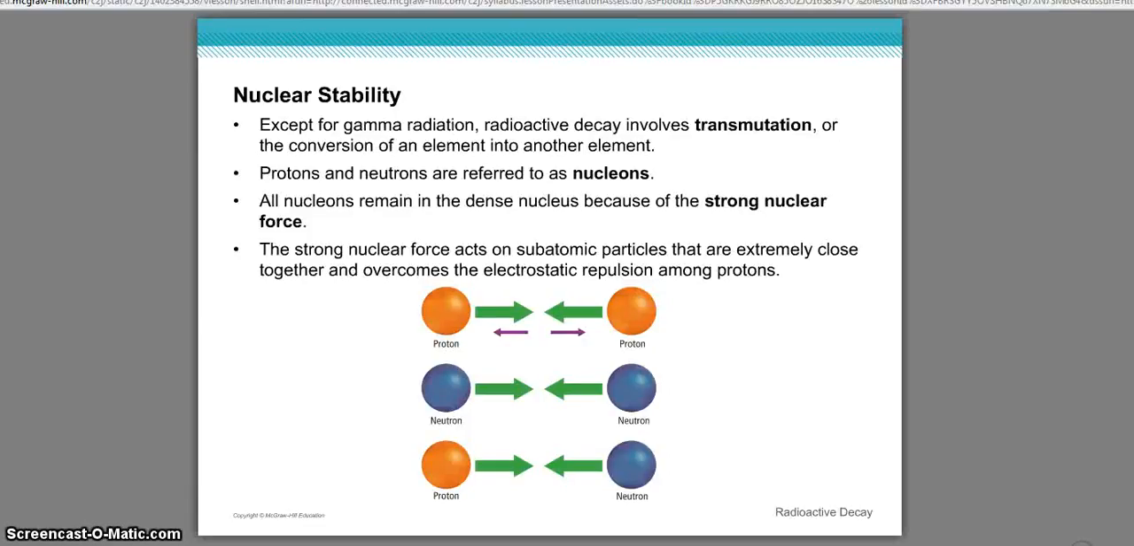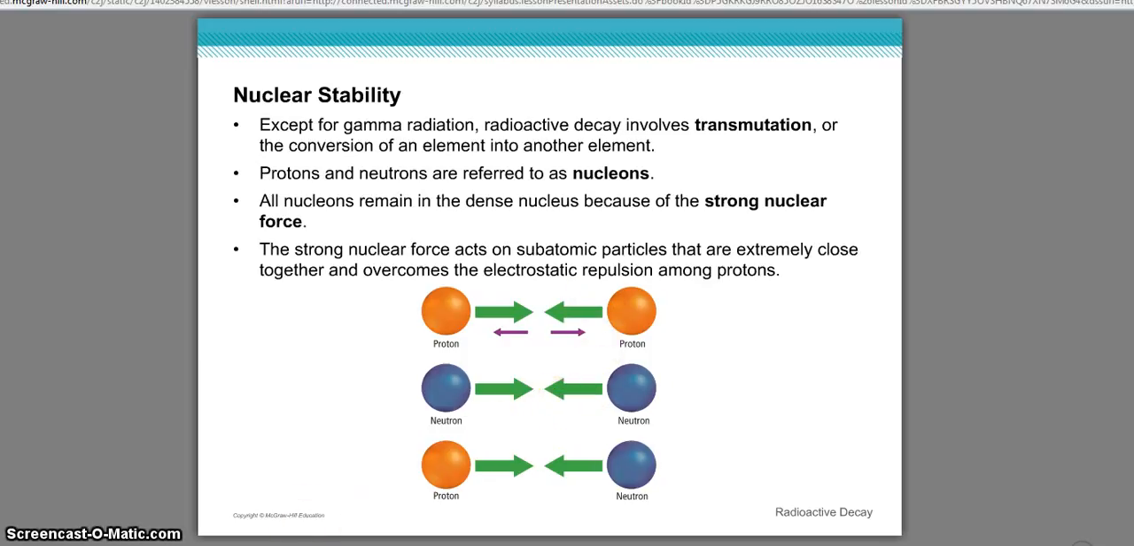Okay, in this video we're going to talk a little bit about what makes the nucleus stable, and if it's unstable, what does it do to try to get stable. And we're going to focus on something called transmutation, which is the conversion of one element into another element.